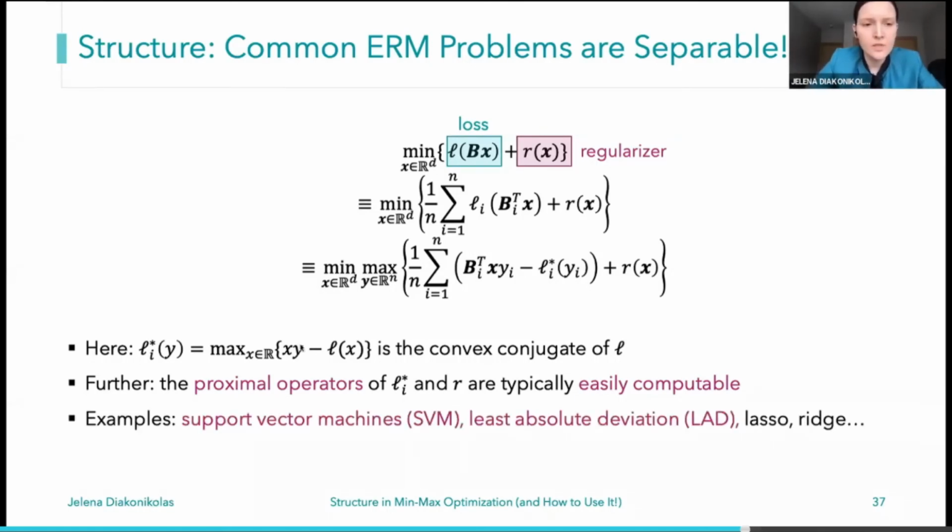And examples of this are your support vector machine, least absolute deviation. So these are for the non-smooth cases, which we mainly handle in this work, but also smooth setups like lasso, ridge, and so on. Well, lasso, the regularizer is not smooth, but okay.